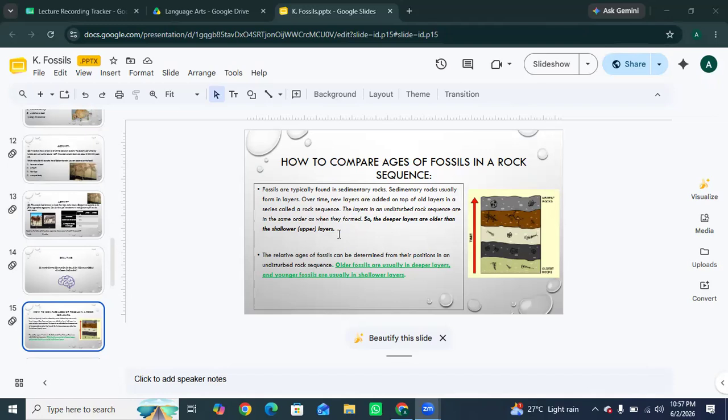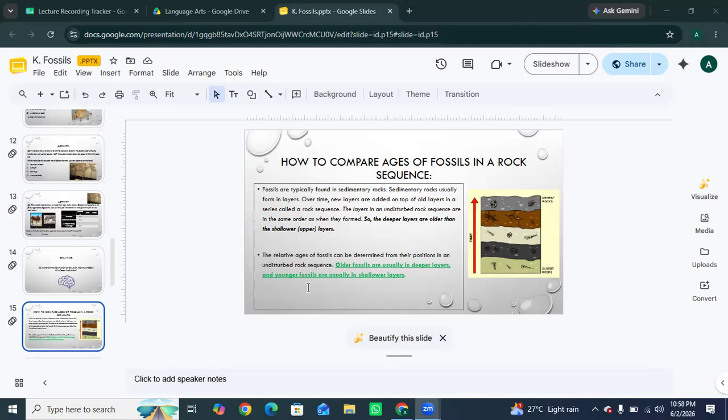Basically, sedimentary rocks build up in layers over time. New layers always settle on top of older layers. The key rule is that deep layers equal older fossils, like they were buried first. The relative ages of fossils can be determined from their positions in an undisturbed rock sequence. Older fossils are usually in deeper layers and younger fossils are usually in shallow layers.